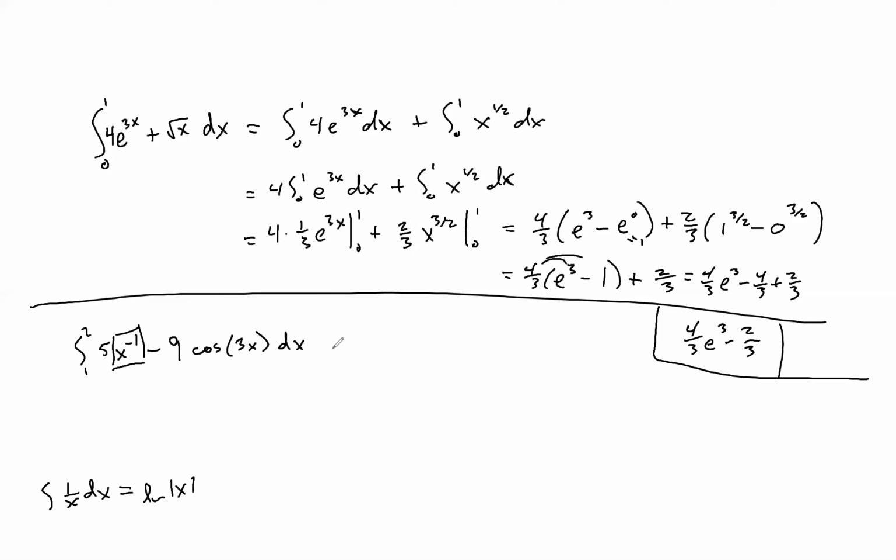All right, so again, if you like, you can split this up into separate pieces. I can say that this is 5 times the integral from 1 to 2 of x to the negative 1 minus 9 times the integral from 1 to 2 of cosine of 3x. So I'm breaking this up into 2 separate integrals and bringing the constants out front.